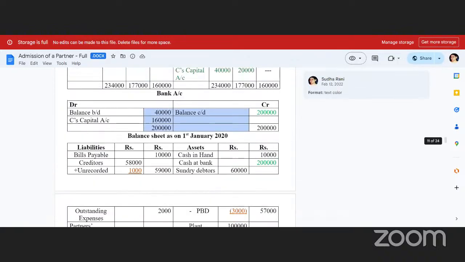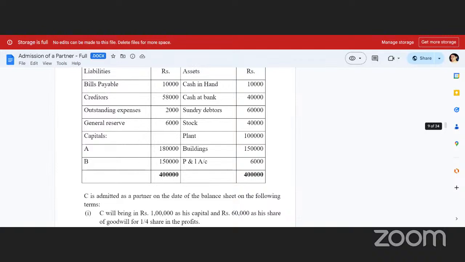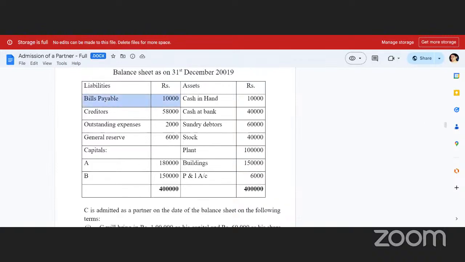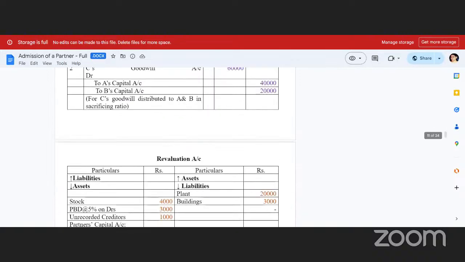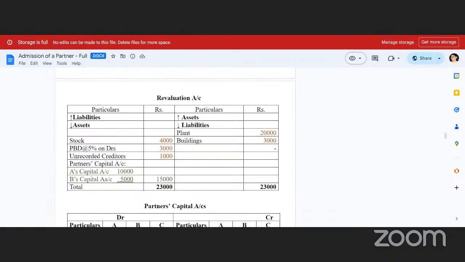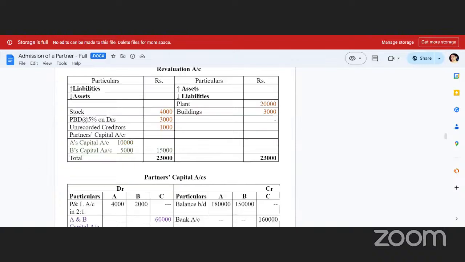Now balance sheet. In balance sheet, see what are all changed from the old one. Is there any change in the bills payable? No. Nothing we mentioned, no change. Is there any change in the creditors? Yes. Very good. See, in revaluation account, whatever liabilities you have taken on the debit side, add. If liabilities you have taken on the credit side, subtract. Opposite. In revaluation account, whatever assets you have taken on debit side, subtract. Whatever assets you have taken on the credit side, add. Opposite.